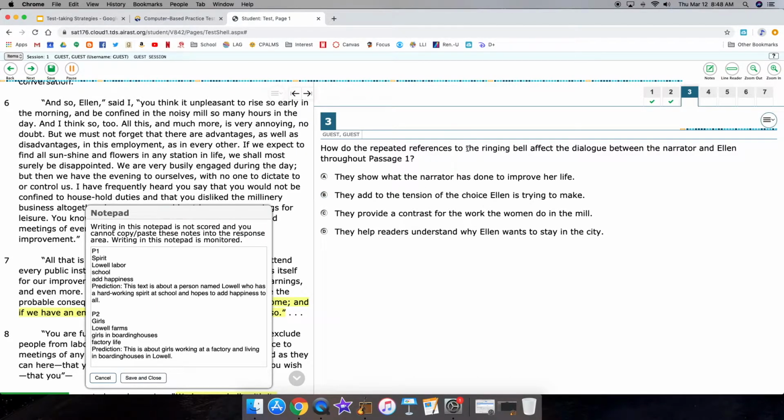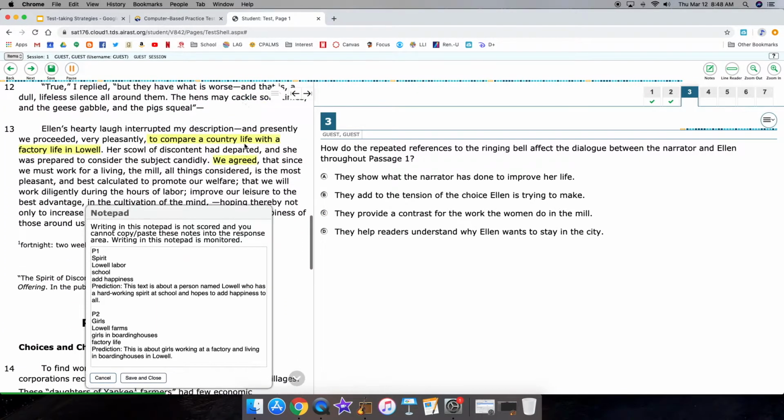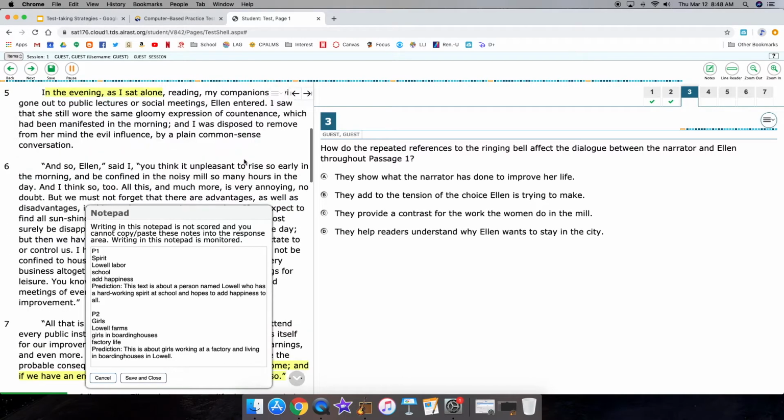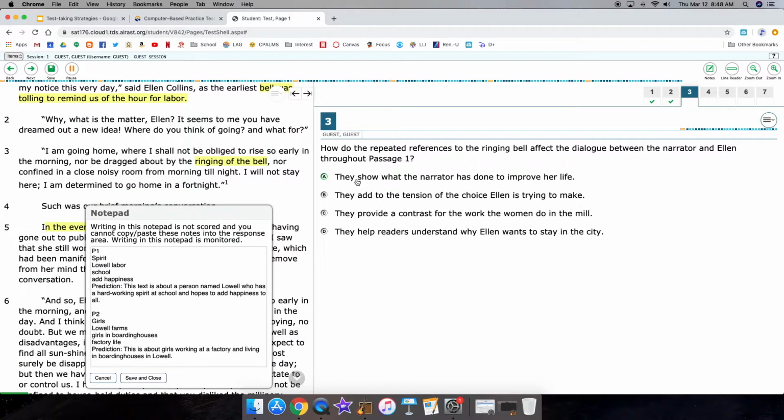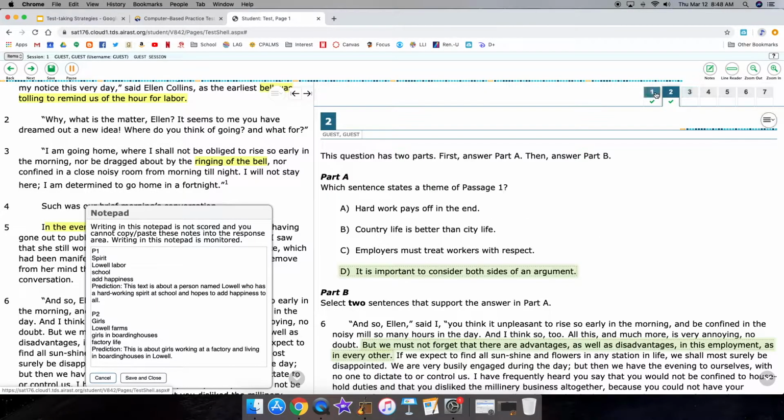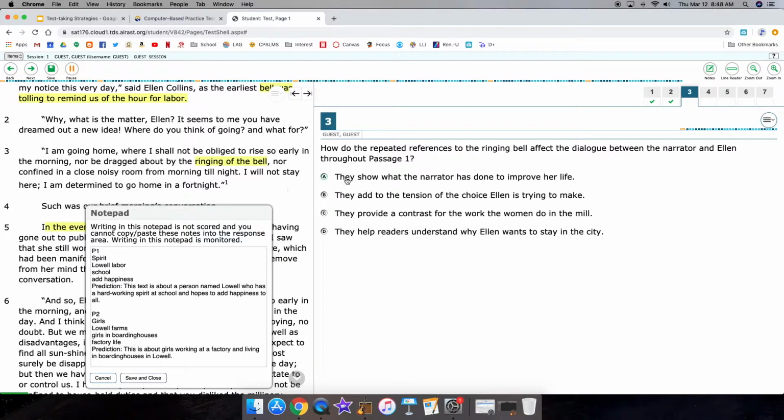How do the repeated references to the ringing bell affect the dialogue between the narrator and Ellen throughout passage 1? Here's my bell. Now, I highlighted so many examples of bells that I can't just go to one paragraph to find my answer. So let's see what they say. Let's see if they match with anything that I've seen before, or do they build off of question 1 and 2 about looking at different perspectives. A. They show what the narrator has done to improve her life. So the bell is showing how it's made her life better? Not sure. She seems stressed out by the bell.